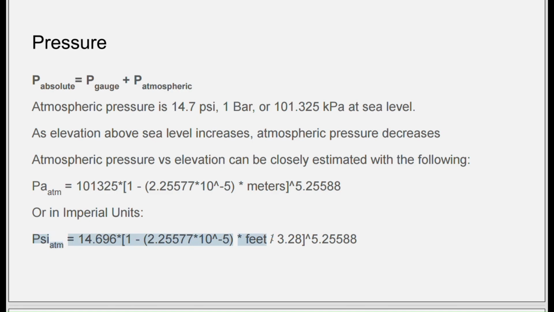We have this as one of our built-in functions in our macros here. Your atmospheric pressure is going to be your atmospheric pressure at sea level, which is 14.696 psi, times this conversion factor, which is a function of your feet of elevation. If you type in your feet above sea level into this equation, you get your correction factor. If you multiply it by your sea level pressure, you'll get your actual atmospheric pressure.